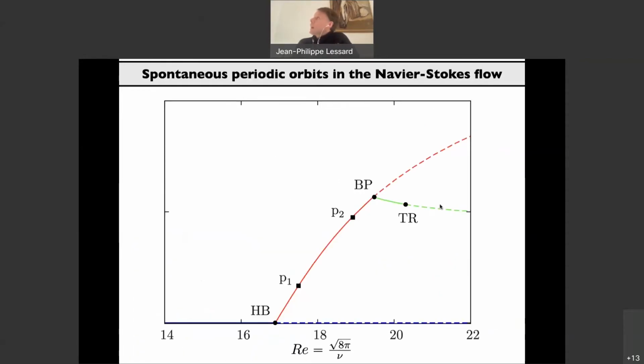So I'm basically out of time. What I can just say is that what you see here is that the Reynolds number is, in that case, the square root of 8 pi divided by the kinematic viscosity.